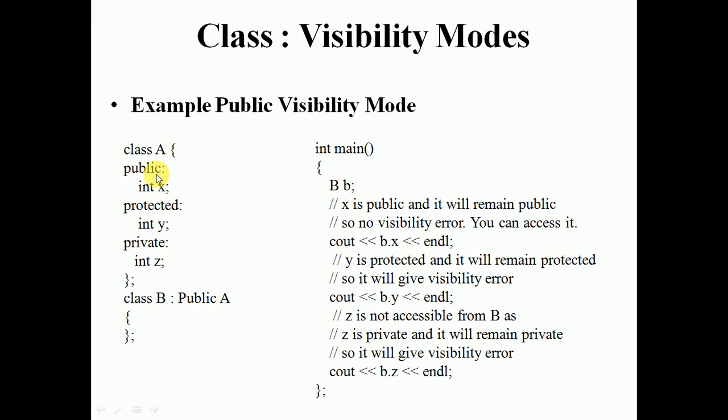X was in the public section, that is derived as public, so we can access it easily because it is public, so no visibility error, you can access it. Y was a protected member. Now in class B also it is protected. As protected we cannot access it in the next or outside class. So Y is protected, it will remain protected, it will give a visibility error. Z was in the private section, we cannot inherit, so it will also give a visibility error.